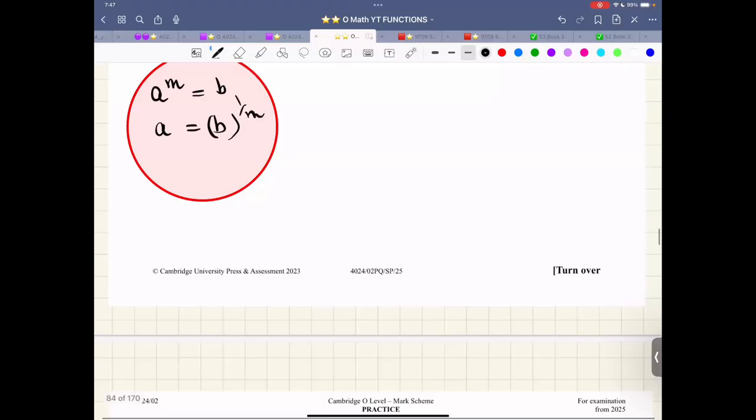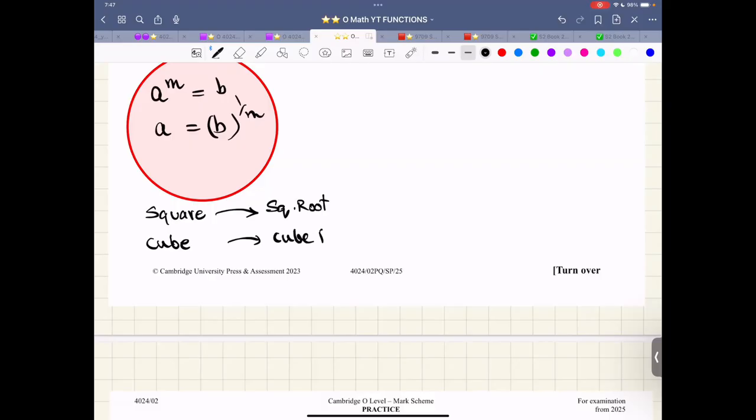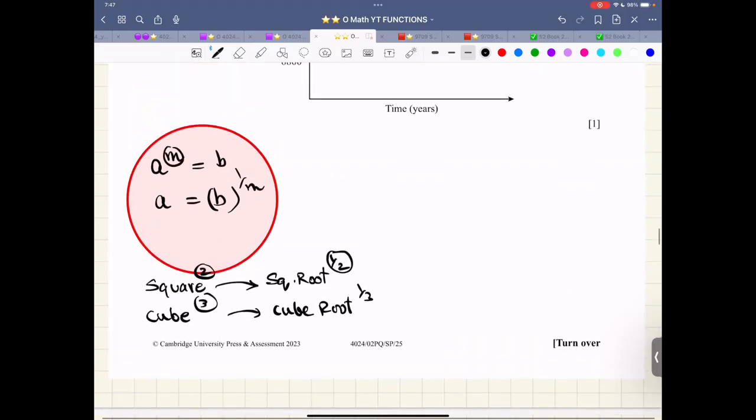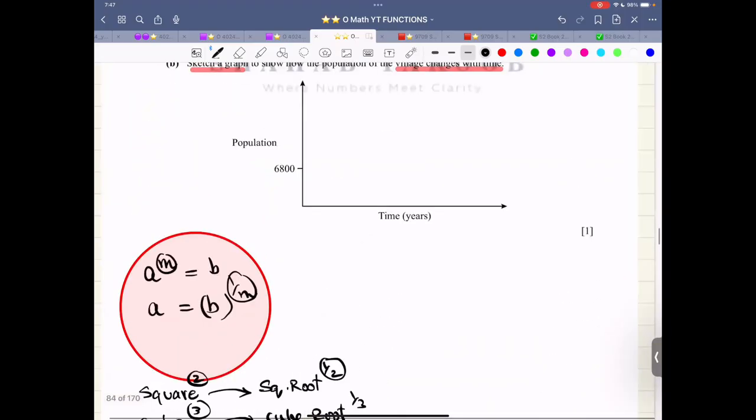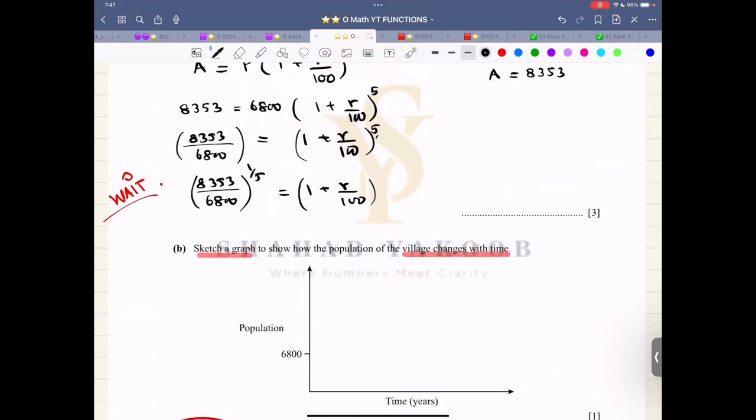Still, some people are shocked. Let me give you some example. The opposite of square, it's square root, the inverse function. And the opposite of cube is cube root. So square is power 2, square root is half. Cube is power 3, cube root is 1/3. Power is M, reciprocal is 1 over M. Power was 5, reciprocal was 1/5. That's how you get it.